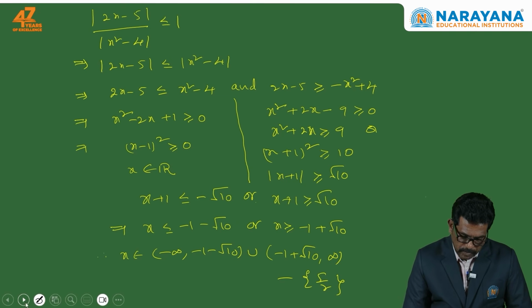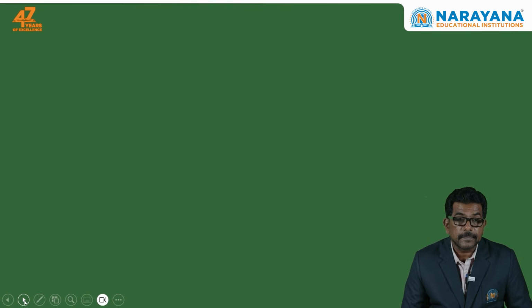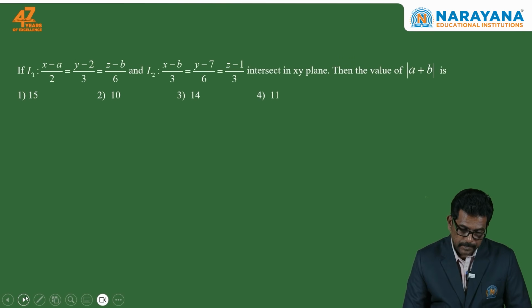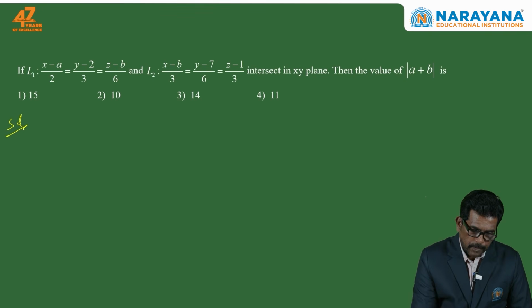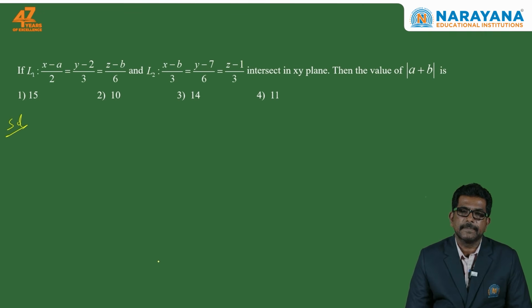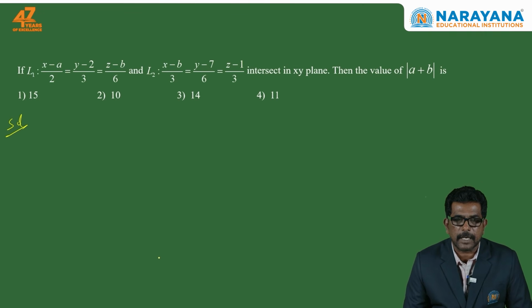Next, go to the problem. If L1 is x minus a by 2 is equal to y minus 2 by 3 is equal to z minus b by 6, and L2 is x minus b by 3 is equal to y minus 7 by 6 is equal to z minus 1 by 3 intersect in xy plane, then the value of mod a plus b they asked here. So, the problem is related to the three-dimensional geometry lines topic.